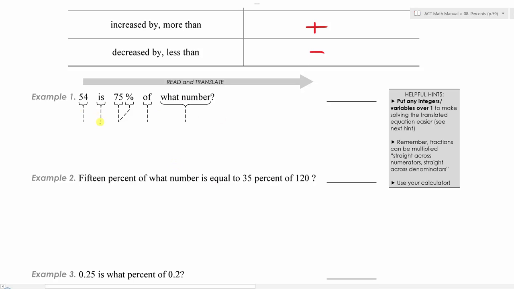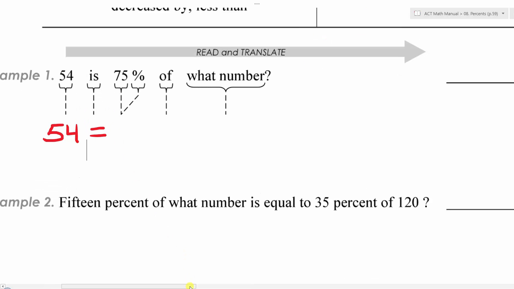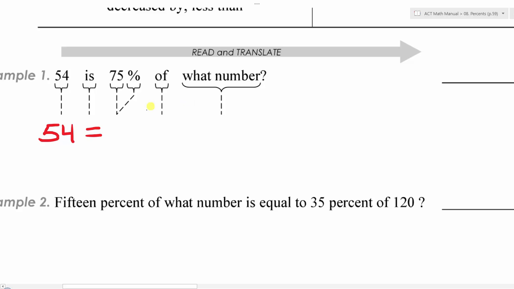So in example 1, we'll do this one together. If you want to try it on your own, you can always press pause, but this is how the translation would work. We would have 54 is, remember we said that the is translates to an equals sign. 75%, remember percent is divided by 100, so this is 75 divided by 100 of what number? We said what number was an unknown, an x. So now what we have is this basic algebraic equation that we can go ahead and solve.